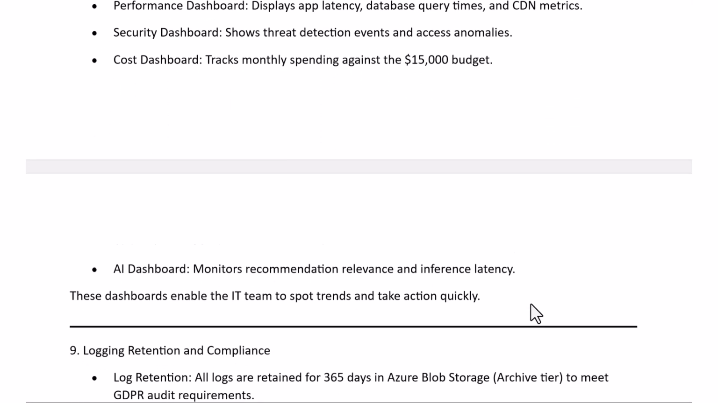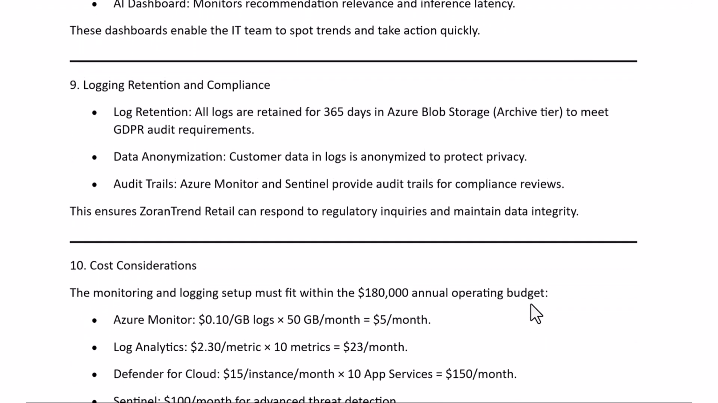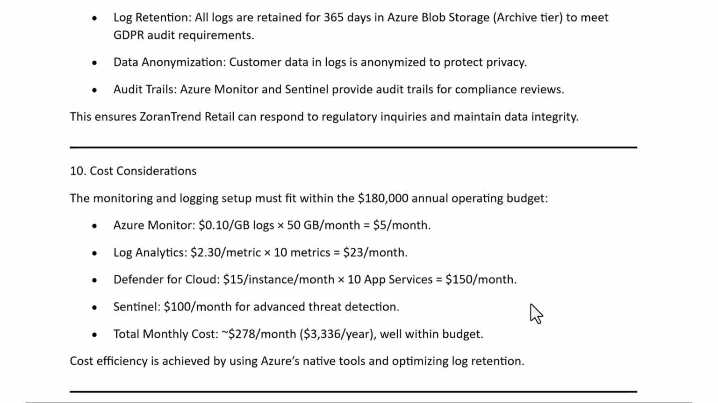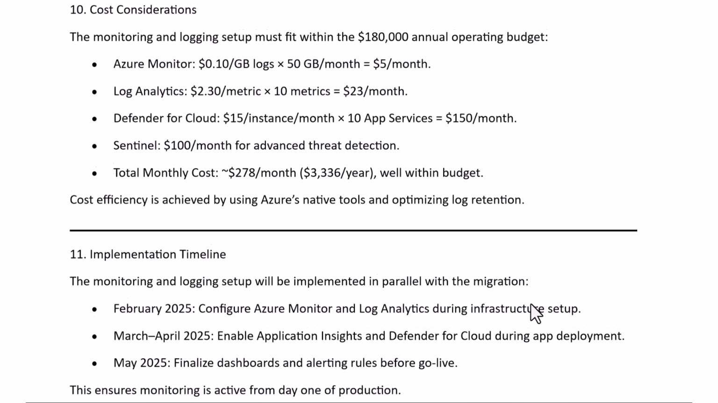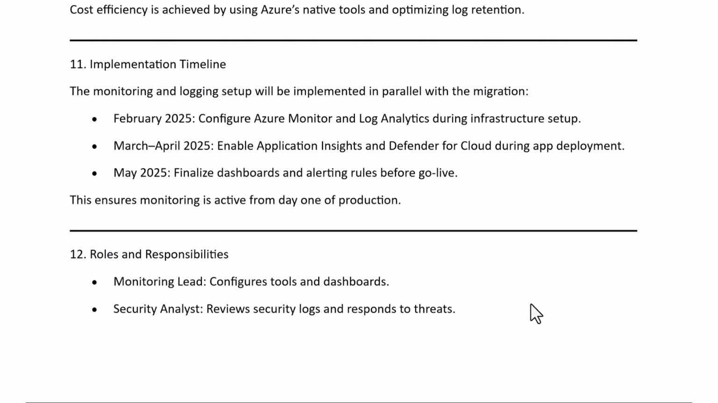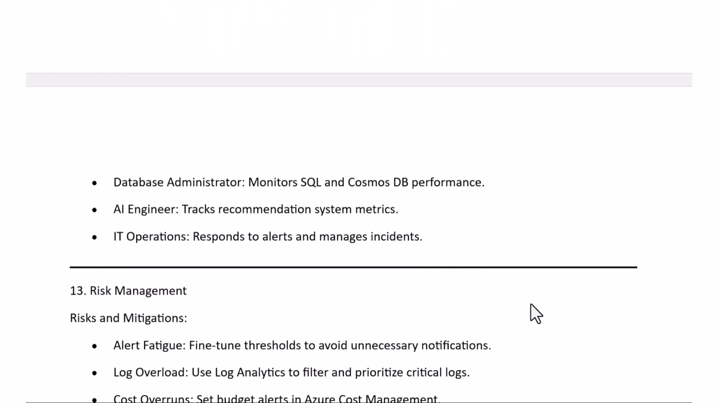This plan is critical to address Zoran Trend Retail's challenges, such as the $250,000 outage affecting 50,000 visitors. It supports a fast, reliable, and secure system while achieving $120,000 annual savings. Continuous monitoring detects issues early, maintains cost efficiency, and ensures GDPR compliance.